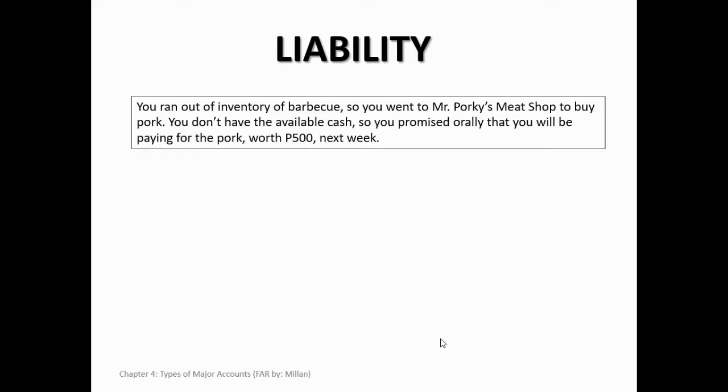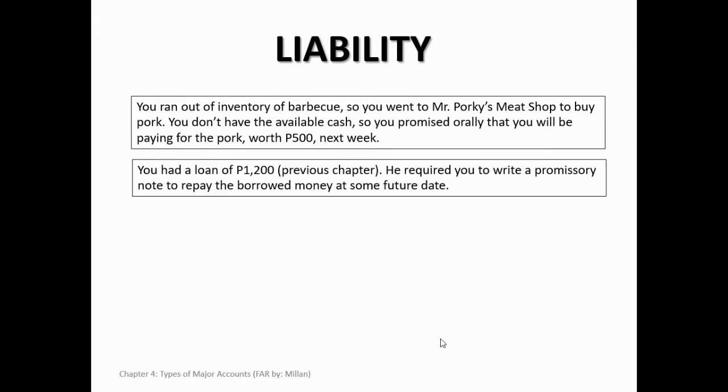Next, liability. You ran out of inventory of barbecue, so you went to Mr. Porky's meat shop to buy pork. You don't have the available cash, so you promise orally that you will be paying for the pork worth 500 next week. So oral and informal, it should be recorded under accounts payable. You had a loan of 1,200. He required you to write a promissory note to repay the borrowed money at some future date.